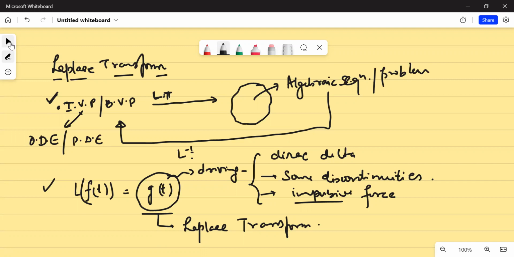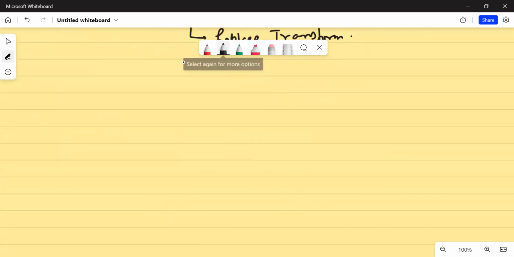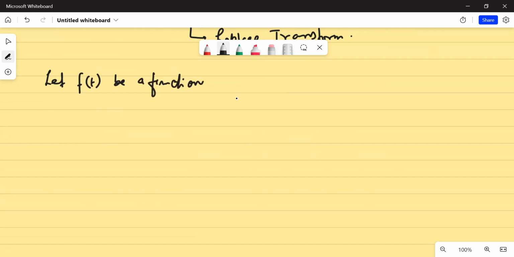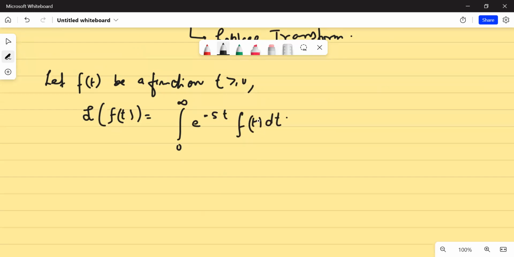Now, let us first focus our attention on the definition. So I'm saying let f(t) be a function for all t greater than or equal to 0. For all t greater than or equal to 0, the Laplace transform of the function f(t) is defined as the integration from 0 to infinity of e to the power minus st times f(t) dt. Okay, so this is what is known as your Laplace transform.